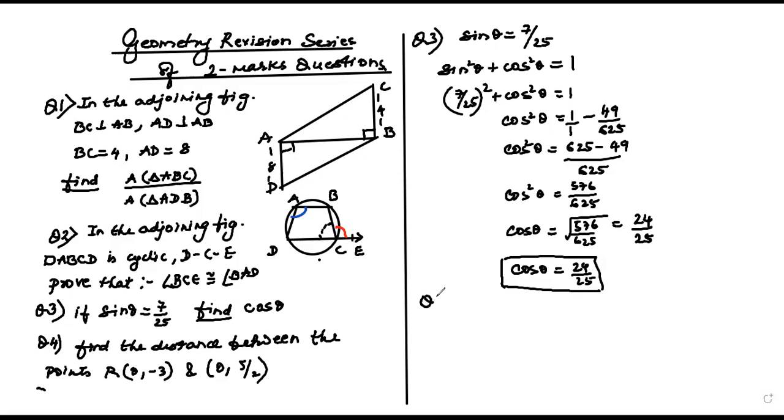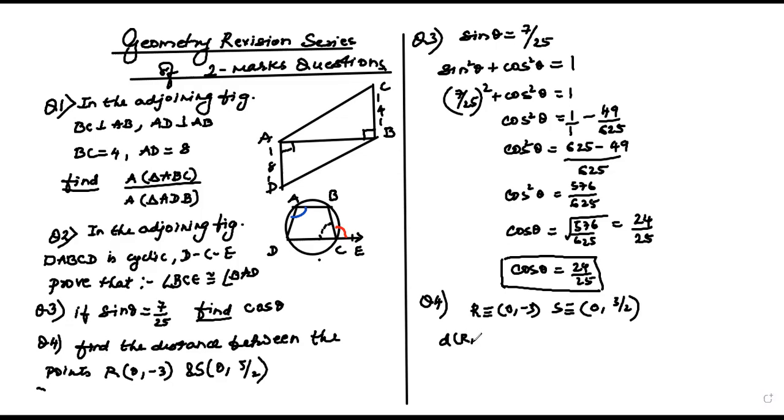Now what? Question number 4, children. Actually, let me try to squeeze here. Space is not there. Find the distance between the points R with coordinates 0 comma minus 3 and S with coordinates 0 comma pi by 2. So R coordinate is 0 comma minus 3. S coordinate is 0 comma 3 by 2. So what is the distance between R and S?